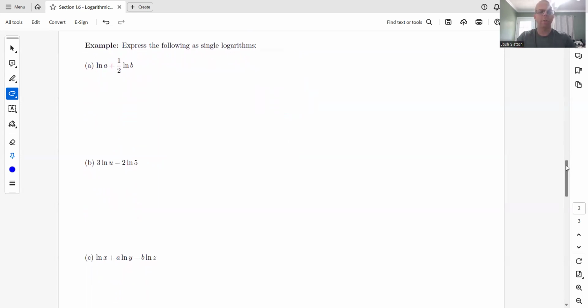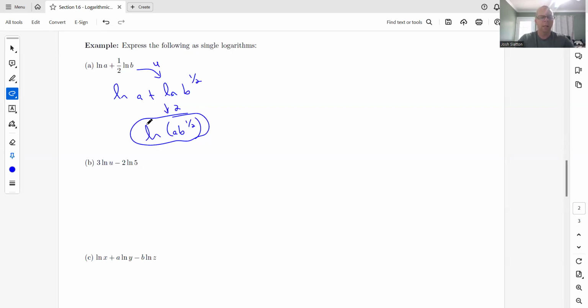Next, write these as a single logarithm. So we're going to use those properties, mainly 2, 3, and 4. The first thing you want to do is get rid of the coefficients. So the coefficient can go back as an exponent. So ln of a plus ln of b to the 1/2. We'll say that's property 4. And now we're going to use property 2, and we're going to combine these: ln of a times b to the 1/2. And that is it.